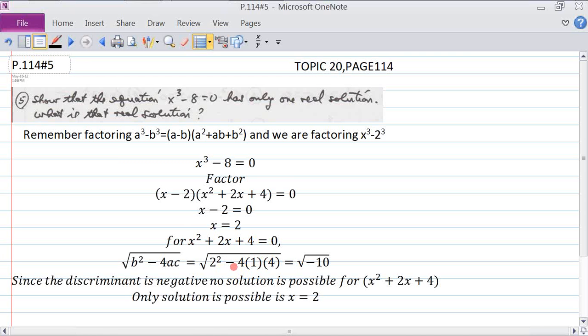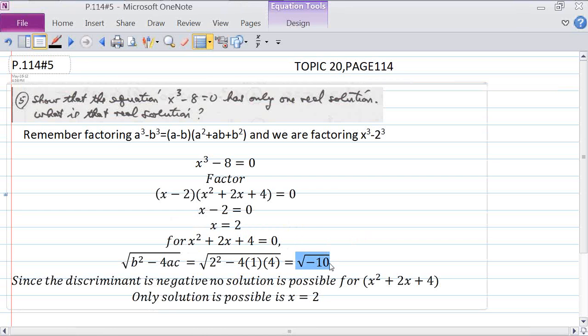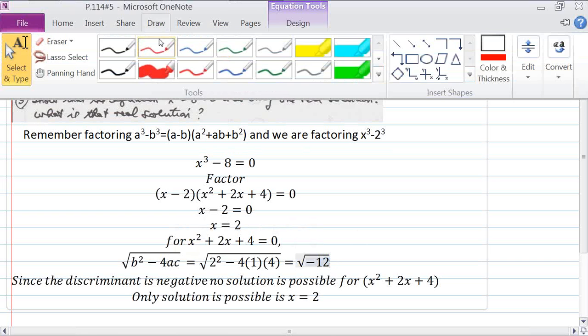So you have 4 minus 16, and I think this is wrong. This should be minus 12. Excuse me. Let me correct that. This should be minus 12. I'm going to put a 2 here. There we are. Sorry about that.